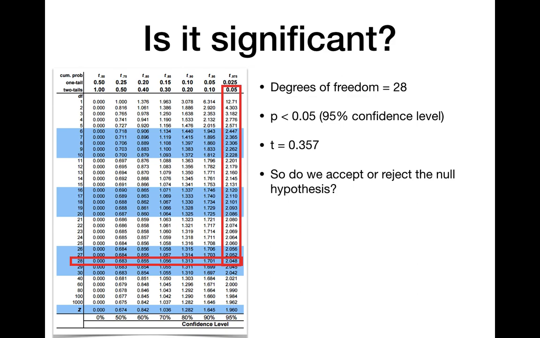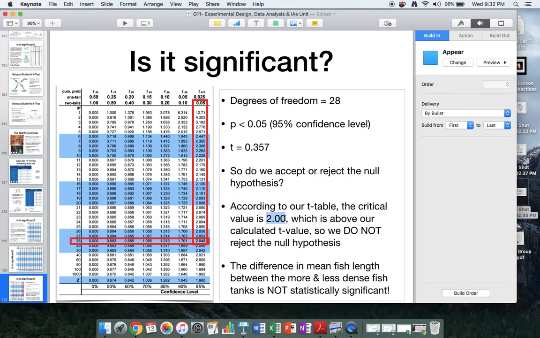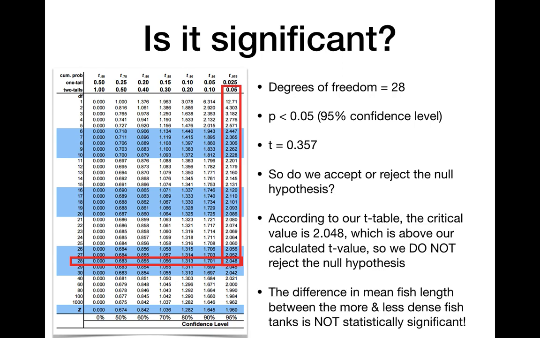So do we accept or reject the null? Well, our t-value is below our critical value, which is 2.048, not 2.00. Typo. Since it's below, so the critical value is above and our calculated value is below, we do not reject the null, which means there is no difference between mean fish length between the more and less dense fish populations.